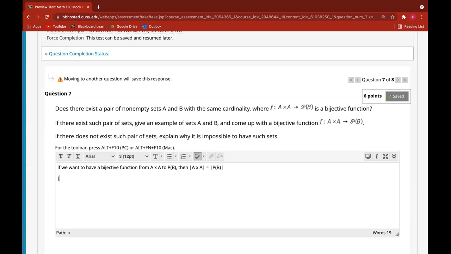Right. So let's say the cardinality of A equals X and the cardinality of B equals Y. Then we have the cardinality of A cross A equals X times X, which means we have X squared.